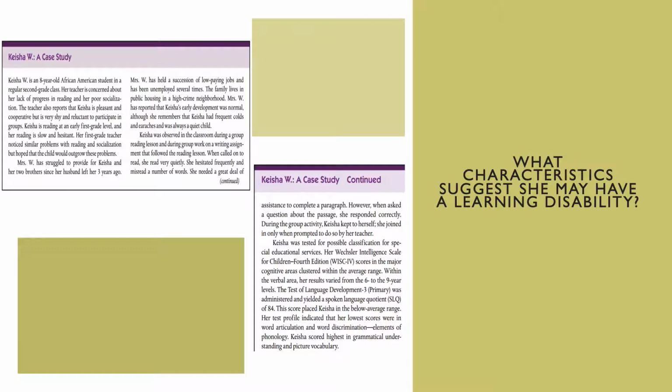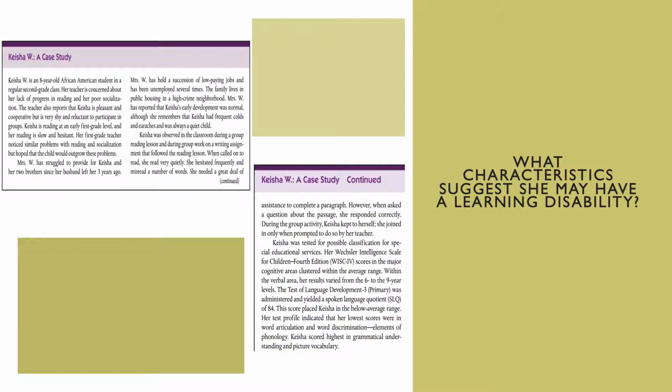We're going to read this case study, and while I'm reading, I want you to be looking at what characteristics might suggest that this person has a learning disability. Keisha is an 8-year-old African-American student in a regular second grade class. Her teacher is concerned about her lack of progress in reading and her poor socialization. The teacher also reports that Keisha is pleasant and cooperative, but is very shy and reluctant to participate in groups. She is reading at an early first grade level, and her reading is slow and hesitant. Her first grade teacher noticed similar problems with reading and socialization, but hoped that the child would outgrow these problems.